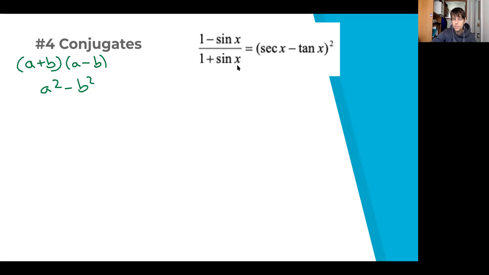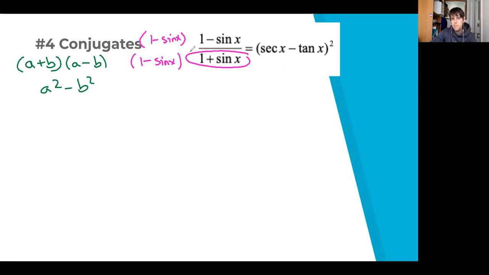So let's take a peek at what's going on here. We have 1 minus sine x, 1 plus sine x. These are actually both conjugates. What I'm going to do is focus on my denominator. I would really love the denominator here to just be a single thing. So I'm going to multiply by the conjugate of my denominator. I'm going to multiply by 1 minus sine x, on the top and the bottom.